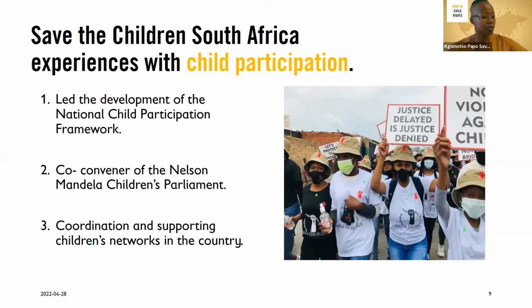Number three, we are coordinating and supporting children's networks across the country. Save the Children currently supports 24 networks across the country. These are the networks that build capacity in terms of child rights governance mechanisms and child-led advocacy. These are the children that take part in different initiatives that we have in the country. These are the children that submitted the complementary report to the African Charter on the Rights and Welfare of the Child.